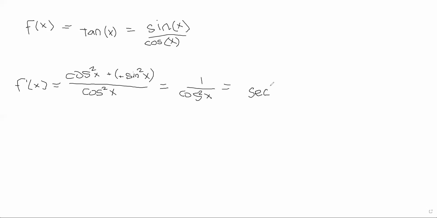And in case you're ever wondering where they get these rules from, like if you're wondering why the derivative of tangent is secant squared, this is exactly why. They just did the quotient rule to get this result. So I think we have time to maybe cover one problem in implicit differentiation.